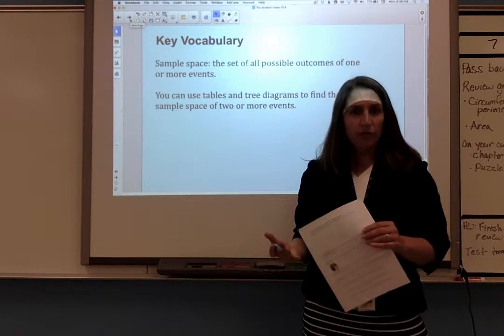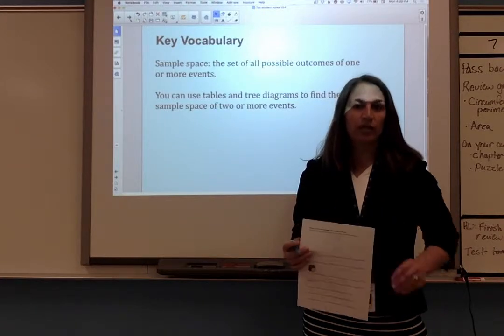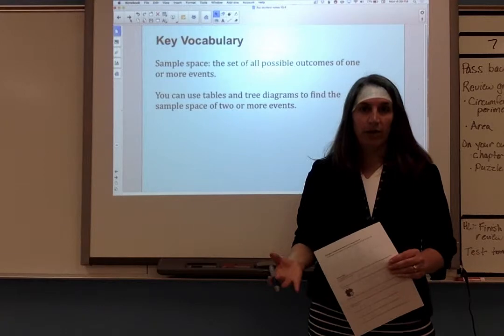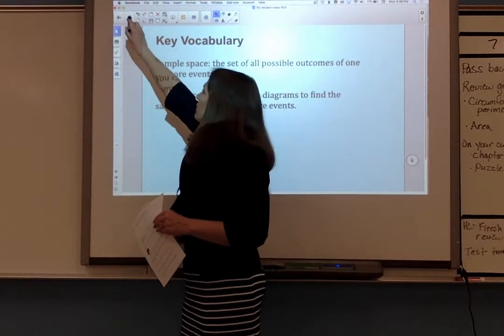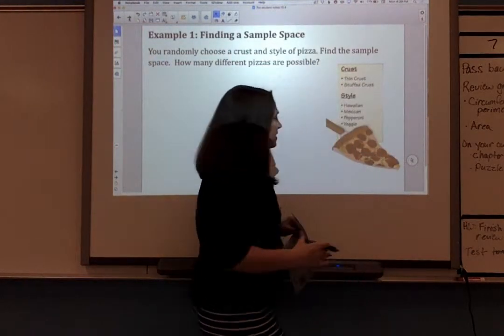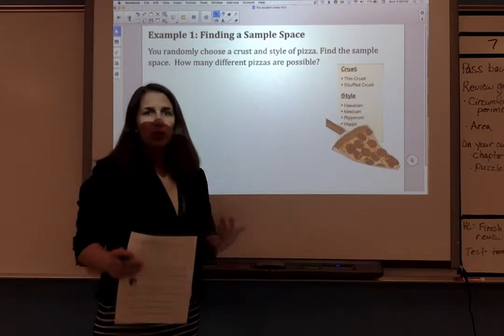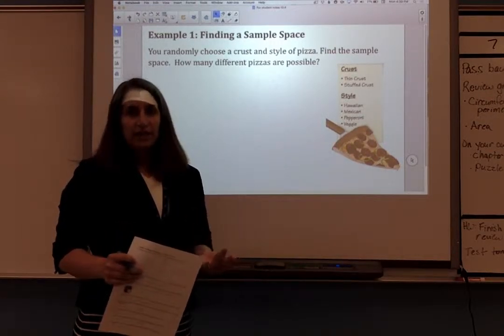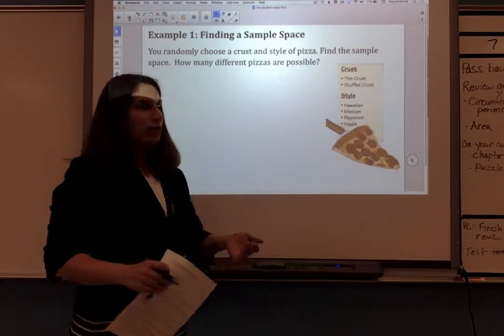And if we have more than one event, we can use a table or a tree diagram to find the sample space or the number of possible outcomes. So let's look at our first example. Let's say we're going to a pizza place and we're going to randomly choose a crust and a style of pizza. We want to find the sample space or how many outcomes there are.